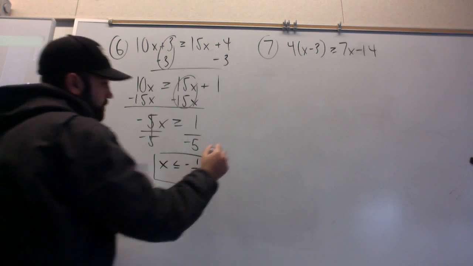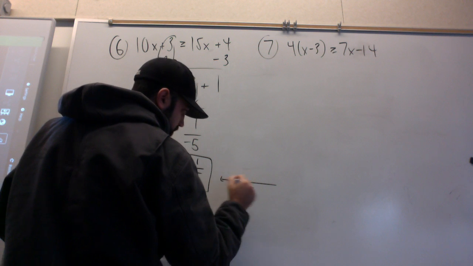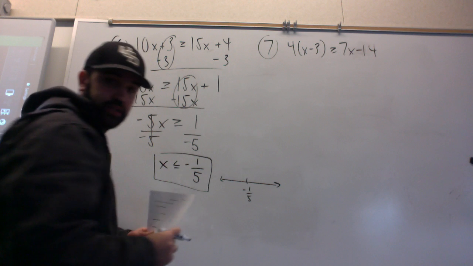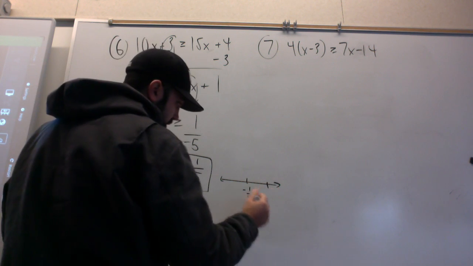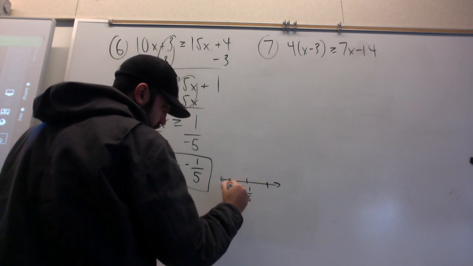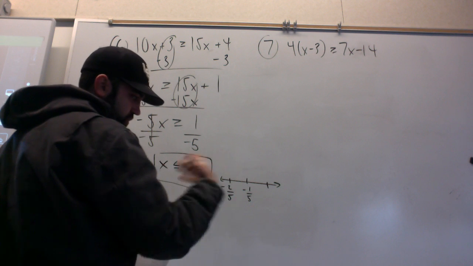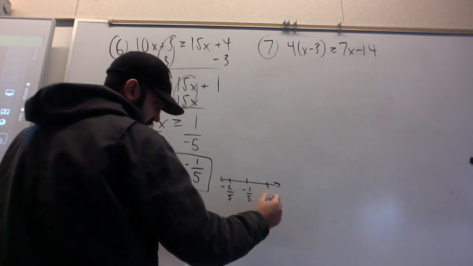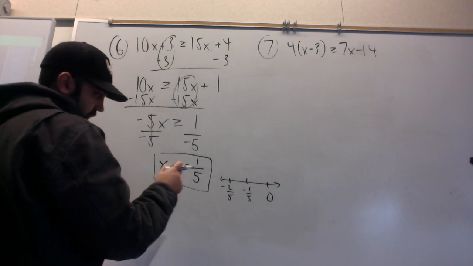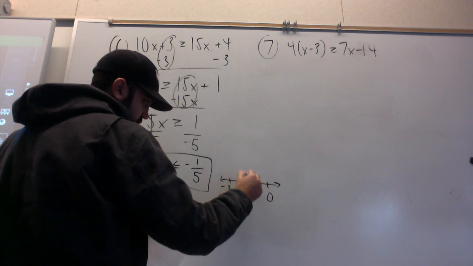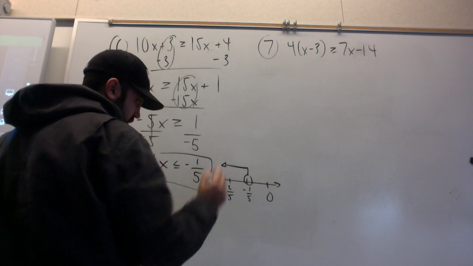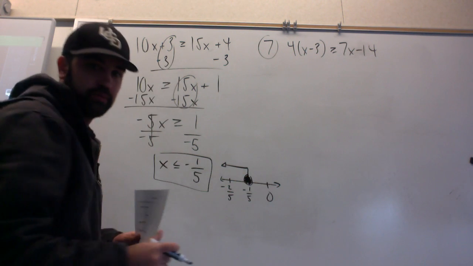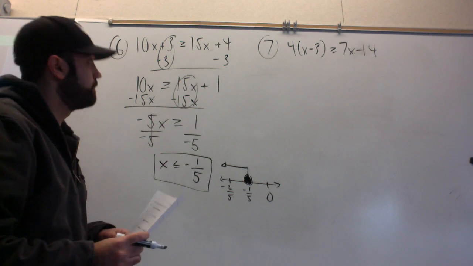By graphing that, my recommendation for you guys is, if this is negative 1/5 in the center of your number line, this over here would be negative 2/5 because it's smaller, right? The negative number is 1/5 bigger, and this would be 0, right? And so less than or equal to negative 1/5 would be to the left. To show it can equal negative 1/5, we need to shade it in. So that would be number 6.